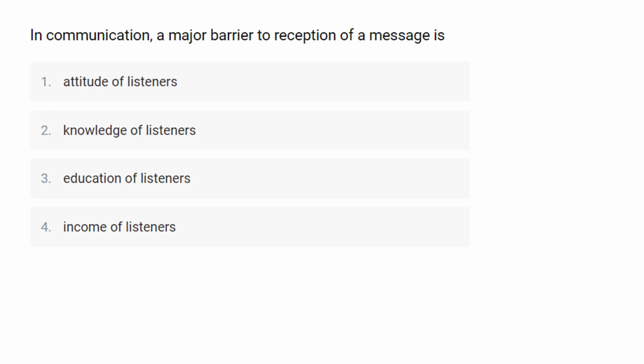In communication, the major barrier to the reception of the message is. So here in this question they ask you, in a communication process, the major barrier to the reception of the message is. The first option is attitude of the listener, second one is knowledge of listener, third one is education of listener, and the last one is income of listener. So the attitude of the listener will be the correct answer here.